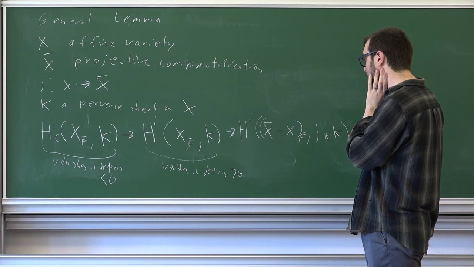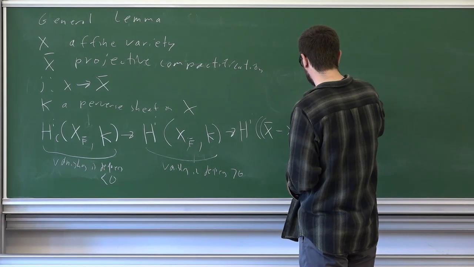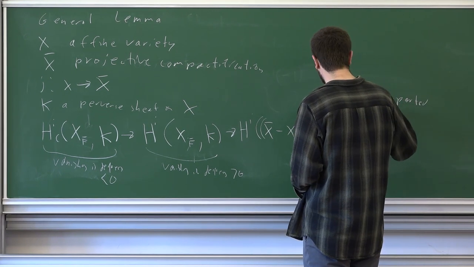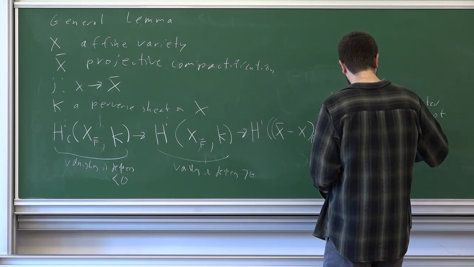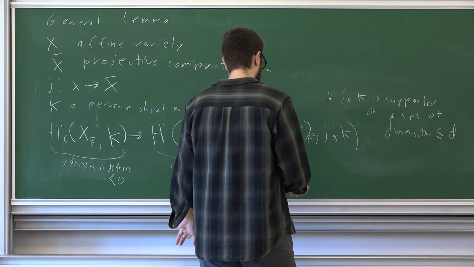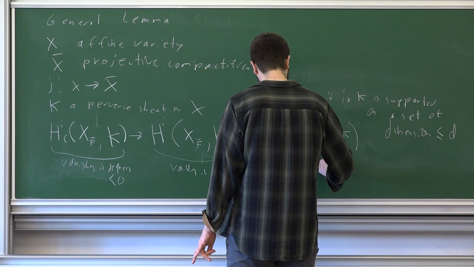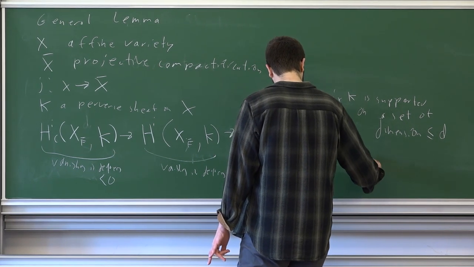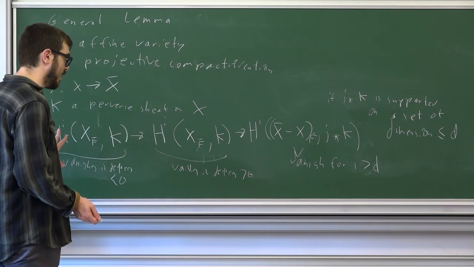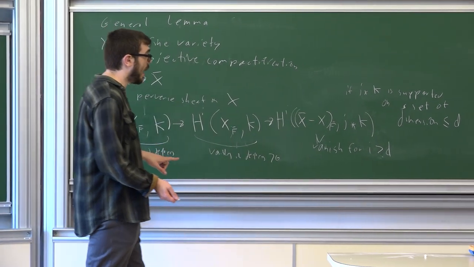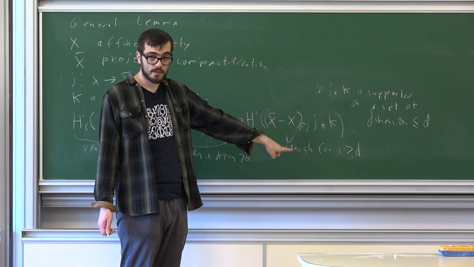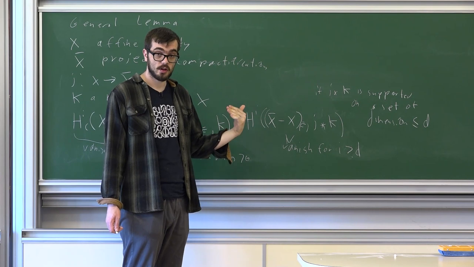But there's also a weaker statement, which is: if j star K is supported on a subvariety of dimension less than or equal to D, then by a semi-perversity argument, this will vanish for i greater than D, I think. And that forces this, by the long exact sequence, to vanish for i greater than D plus 1. So as long as this pushforward is supported on a very low dimensional set, you also have a pretty good bound on the cohomology.